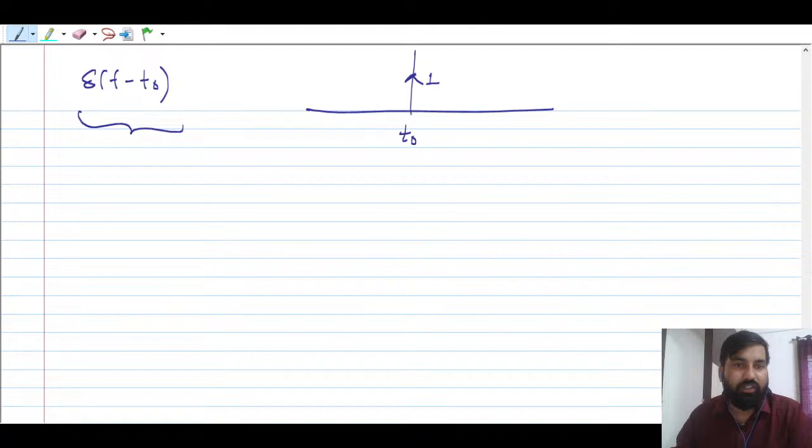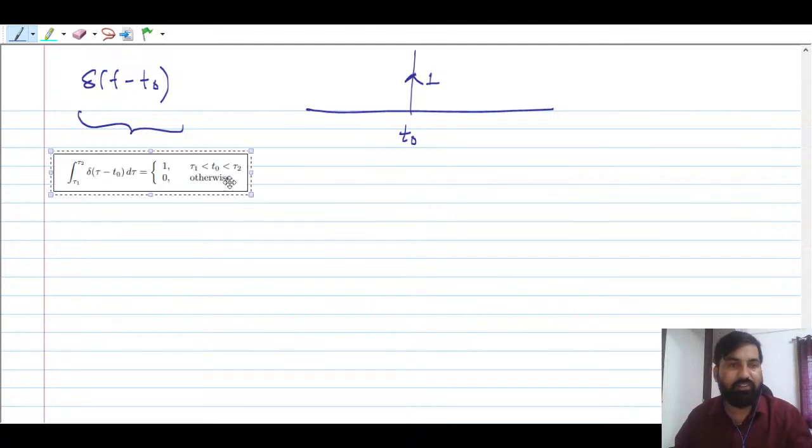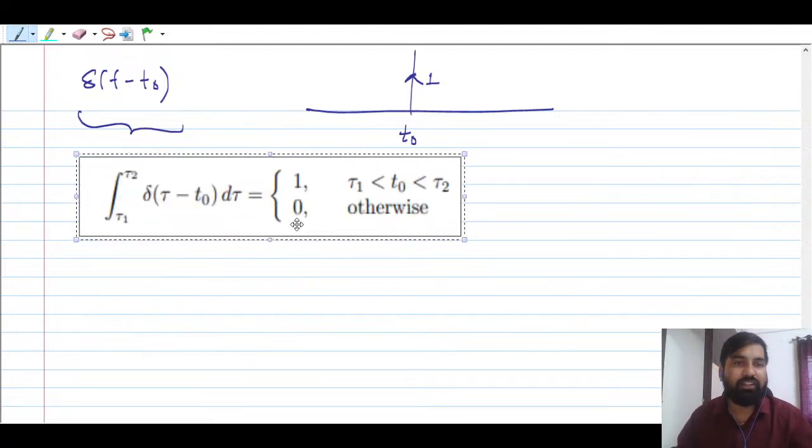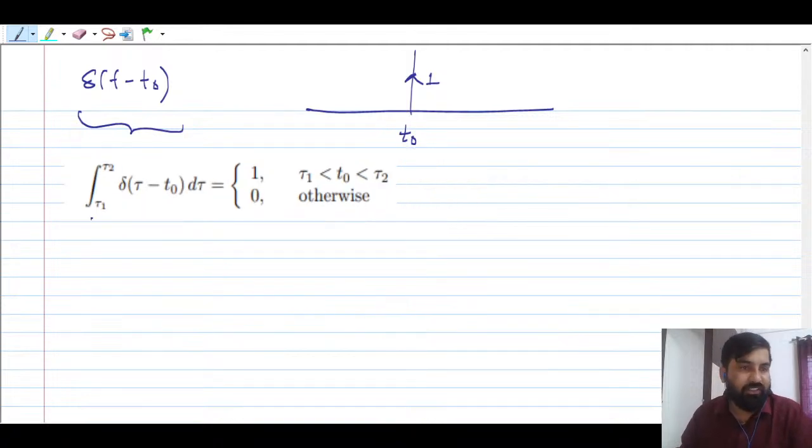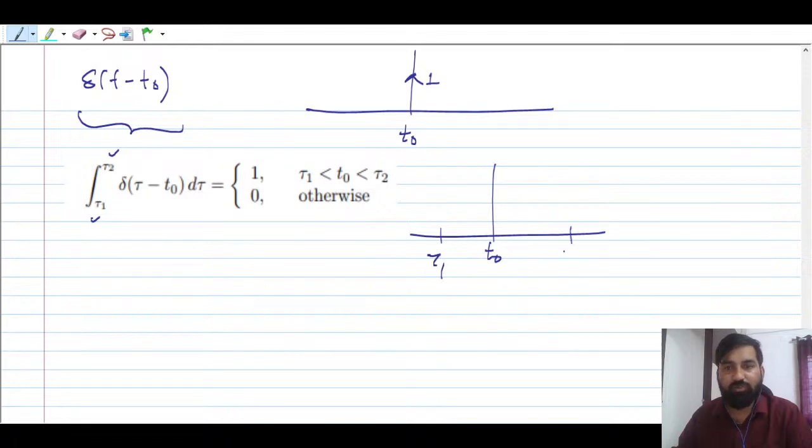One very important condition that you have to remember is this: the shift should lie between the limits when the area will be equal to 1. Suppose this is the lower limit, this is the upper limit, and delta t minus t naught is there. This is your t naught impulse, this is t1, this is t2. If this t naught lies between t1 and t2, then only this area will be 1. That is also very important to keep in mind.